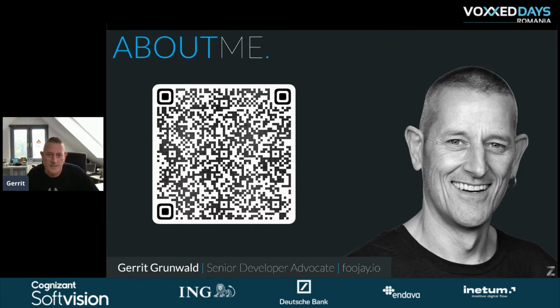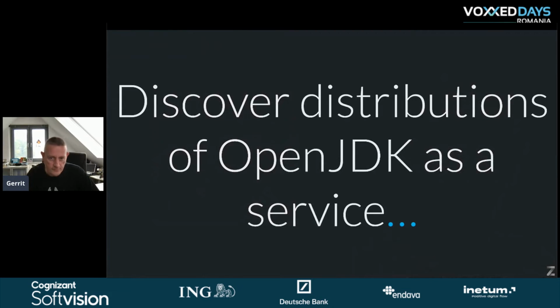So let's get started with the API stuff. So the idea behind the Disco API is discovering different distributions of OpenJDK as a service. That might sound a little bit strange in the beginning. So why would you like to have a service that serves you OpenJDK distributions? But I will come to that in a while.